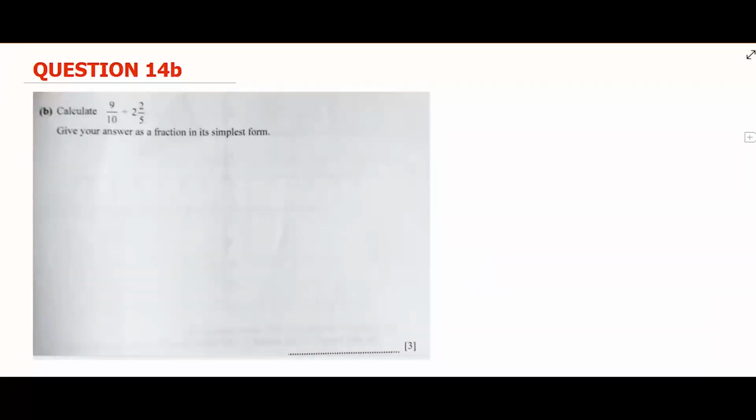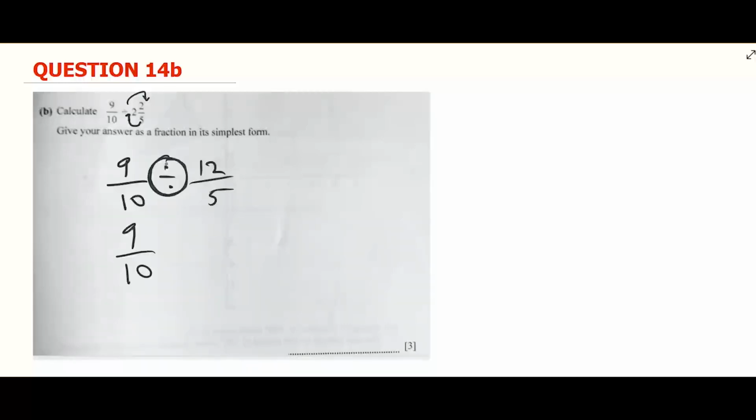Let's go to question 14b. Calculate 9 over 10 divided by 2 and 2 over 5. So if you do this here, you have 9 over 10 divided by, let's write that mixed number as an improper fraction. 5 multiplied by 2 will be 10. 10 plus the numerator, which is 2, so 10 plus 2, you have 12 over 5. So now what you need to do is change this division to multiplication. Then we take the reciprocal of 12 over 5, which is 5 over 12.